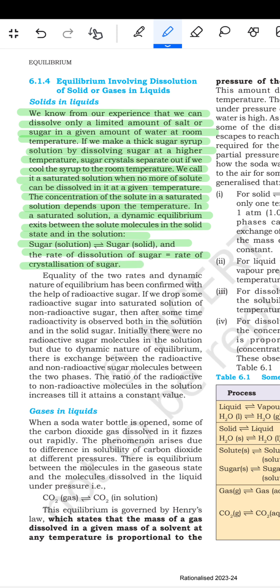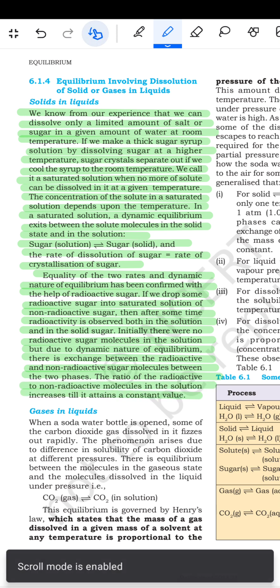Equality of the two rates and the dynamic nature of the equilibrium has been confirmed with the help of radioactive sugar. If we drop some radioactive sugar into the saturated solution of non-radioactive sugar, then after some time radioactivity is observed both in the solution and in the solid sugar. Initially there were no radioactive sugar molecules in the solution, but due to the dynamic nature of the equilibrium there is an exchange between the radioactive and non-radioactive sugar molecules between the two phases. The ratio of radioactive to non-radioactive molecules in the solution increases till it remains a constant value.